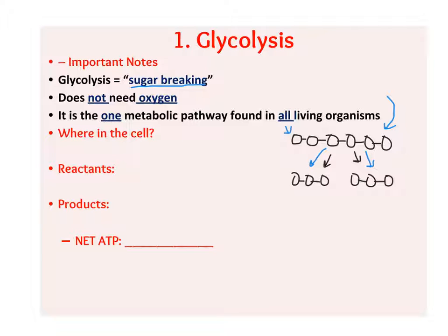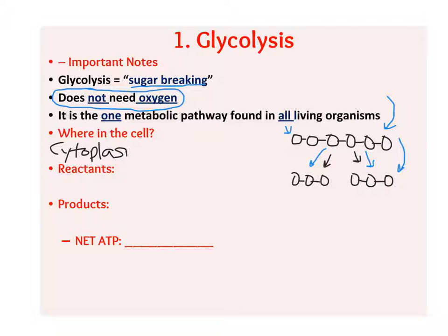Now, one thing you need to know is that glycolysis does not need oxygen at all. It's what's called anaerobic, which we'll go over later. It does not need oxygen in order to break glucose, the 6-carbon sugar, down into the 2 3-carbon pyruvate molecules. Now, where in the cell does glycolysis occur? It occurs in what's called the cytoplasm.